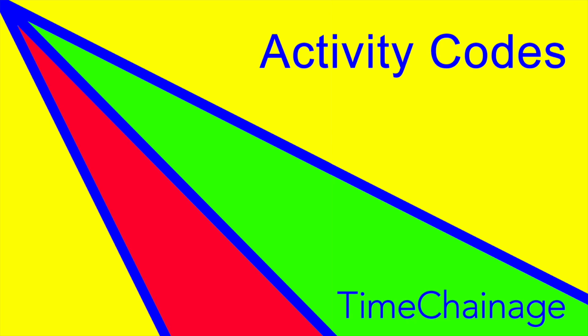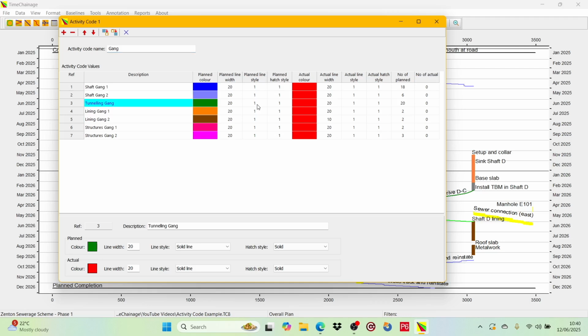The table contains the list of activity code values, and for each value you enter a description, line color, width, and style for both planned and actual activities. The last two columns are for information only. They let you know how many activities are allocated to each value.